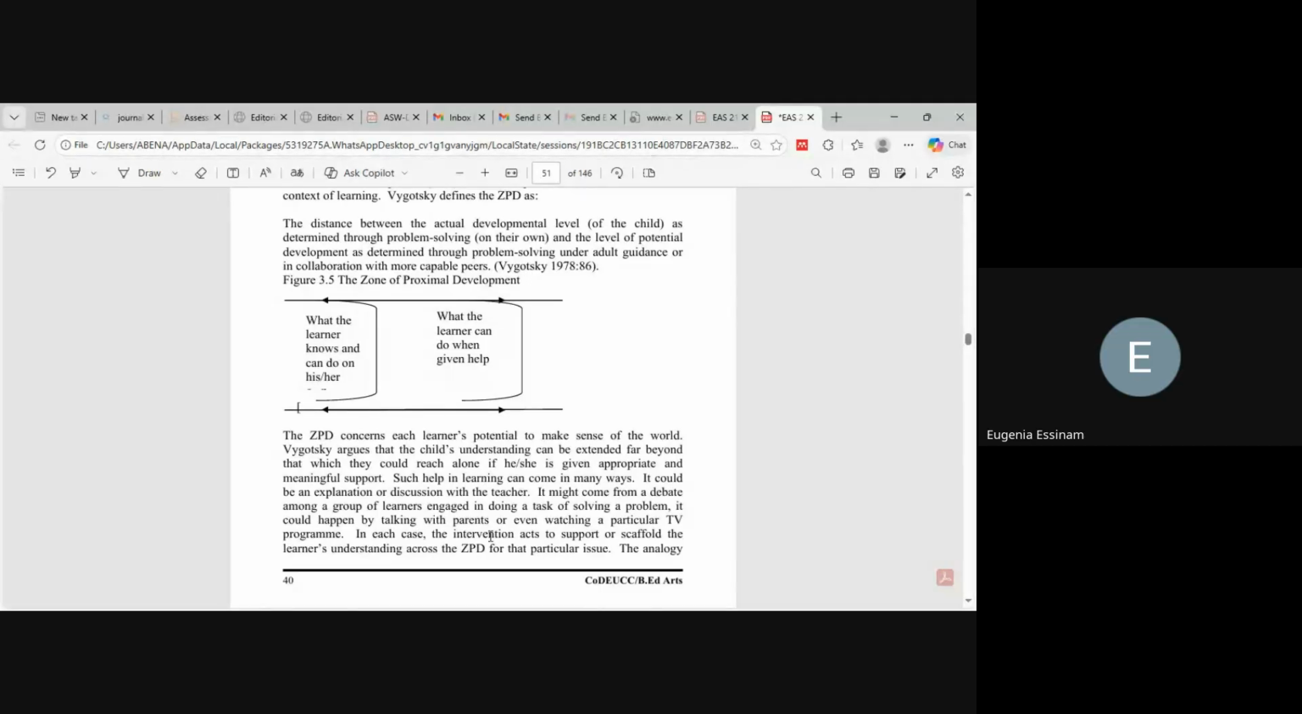Now, zone of proximal development means that at any point of learning, let's take this. Madam, you have another class after this. Yes, please. Okay, so let's end here. But reading assignments, let's read on ZPD and then scaffolding for next week. All right, so thank you so much for your time and have a wonderful day.